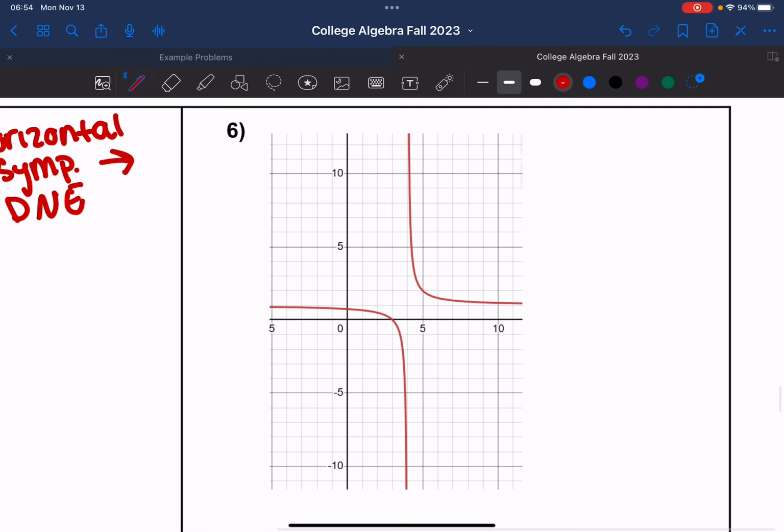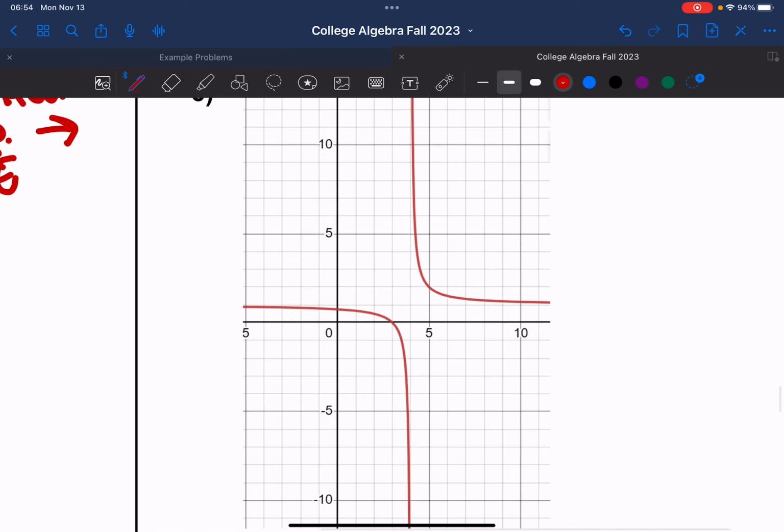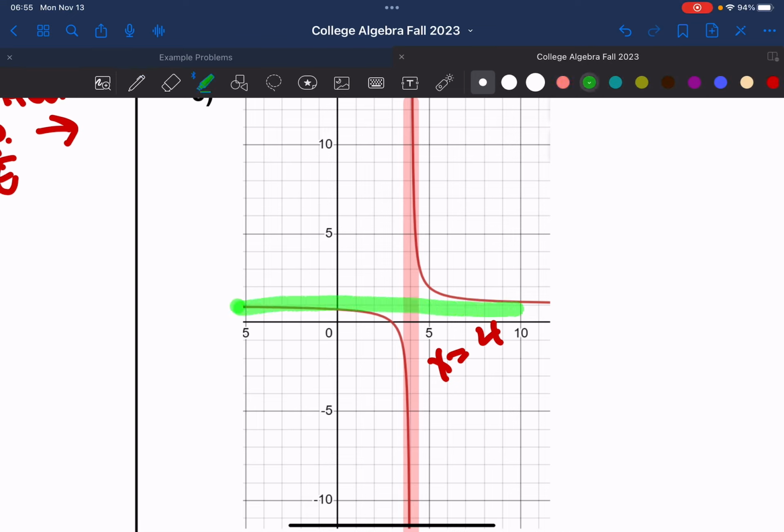Okay, last graph here, number 6. What would be the vertical asymptote? X equals 4. Yes, x equals 4. What about the horizontal? Y equals 1, because it looks like it's just going up by 1s here. So y equals 1.